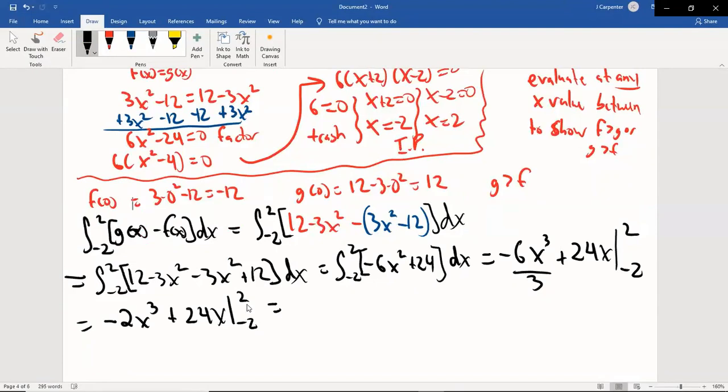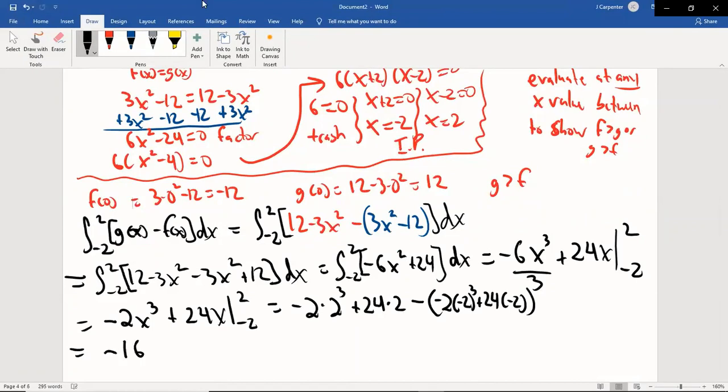Let's plug in the +2 first, so that's -2 times 2 cubed plus 24 times 2, minus the lower limit, so parentheses, -2 times (-2) cubed plus 24 times -2. 2 cubed is 8 times -2 is -16. That was this term. 24 times 2, that's a plus 48.